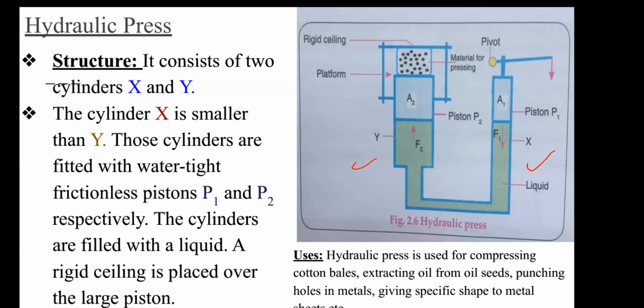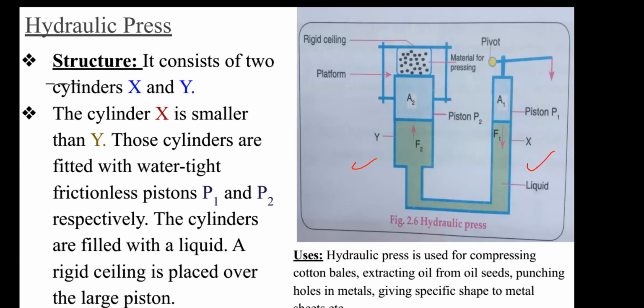So here in the hydraulic press, you can also see that it has two cylinders, between which one is smaller and another is bigger. In this figure you can see the cylinder X is smaller and Y is bigger. We apply the force, that means we create pressure, always on the small cylinder, so that the pressure is transmitted towards the big cylinder and a large force is exerted, produced on the large cylinder or large piston.